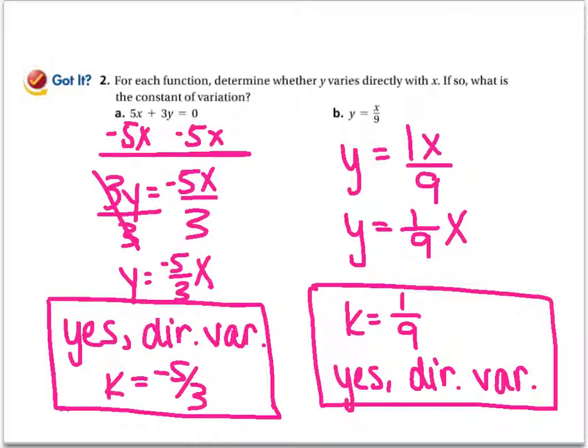So really when you're given an equation, you just want to make sure you have y solved for, and then you can determine whether it's a direct variation or not.